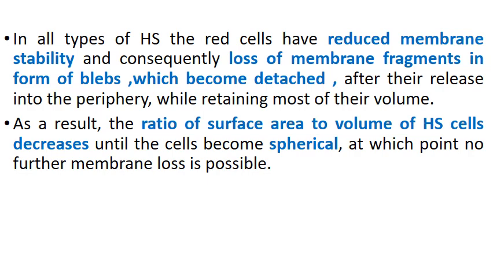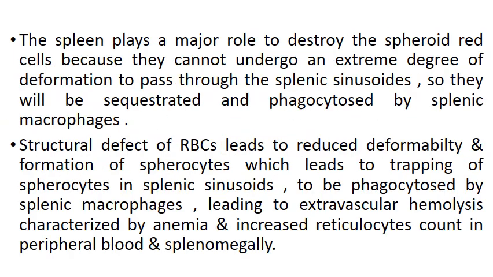In all types of hereditary spherocytosis, the red blood cells have reduced membrane stability, and consequently this leads to the loss of fragments in the form of blebs that become detached from the membrane and are then released into the periphery, while the cell retains most of its volume. As a result, the ratio of surface area to volume of the spherocyte decreases until the cell becomes spherical, at which point no further membrane loss is possible.